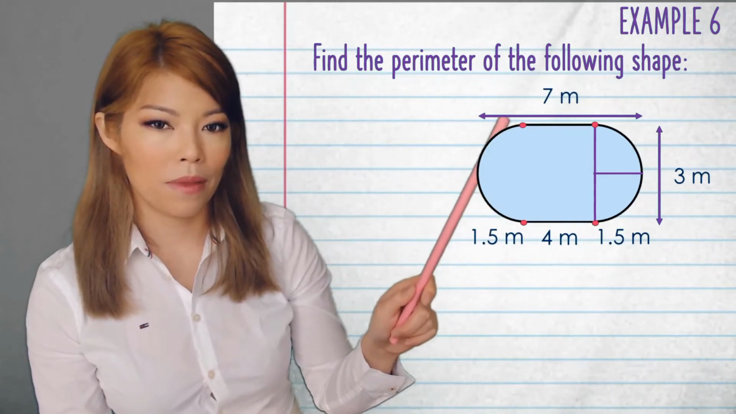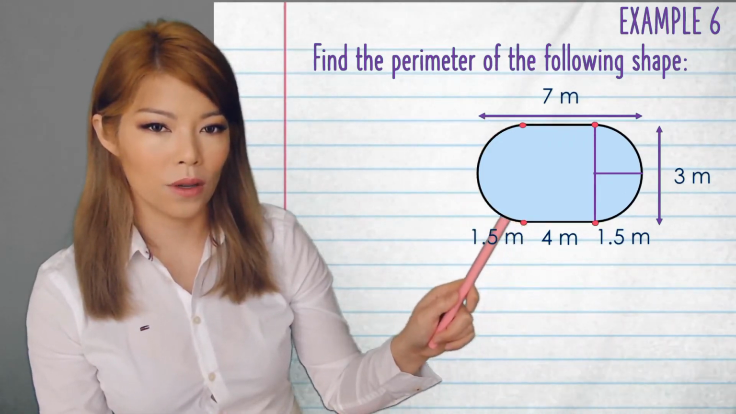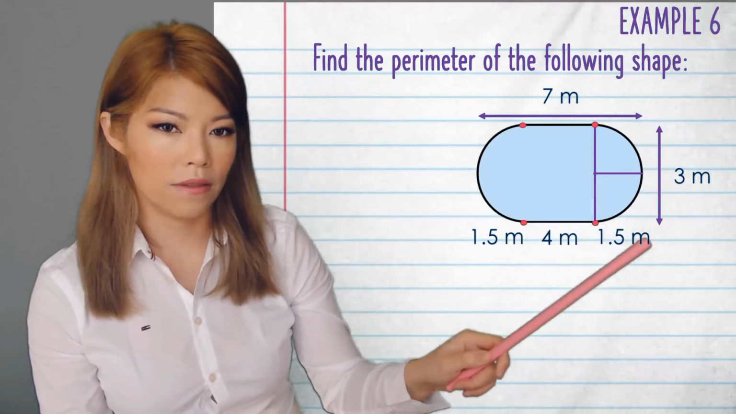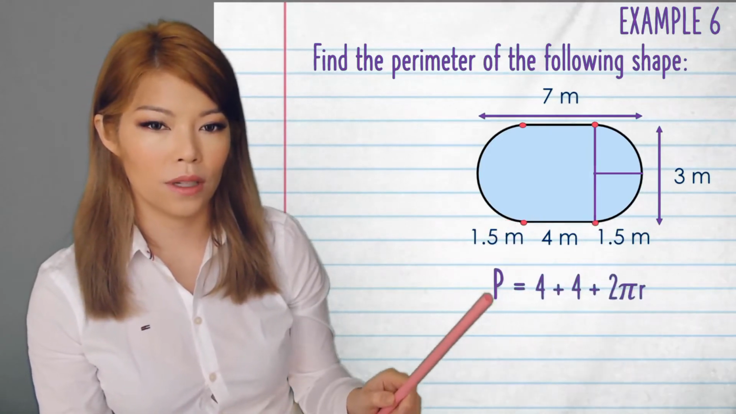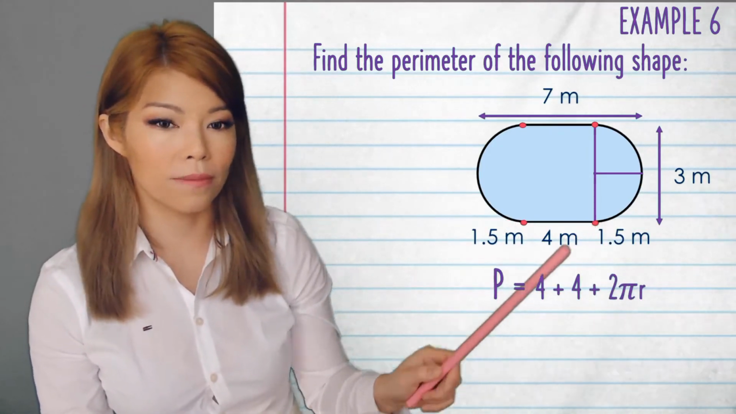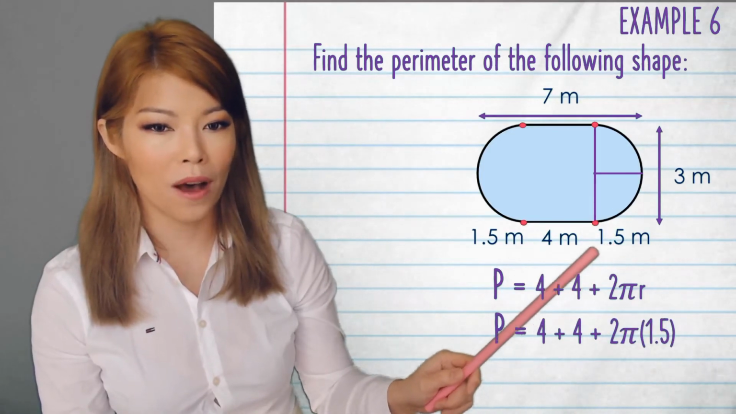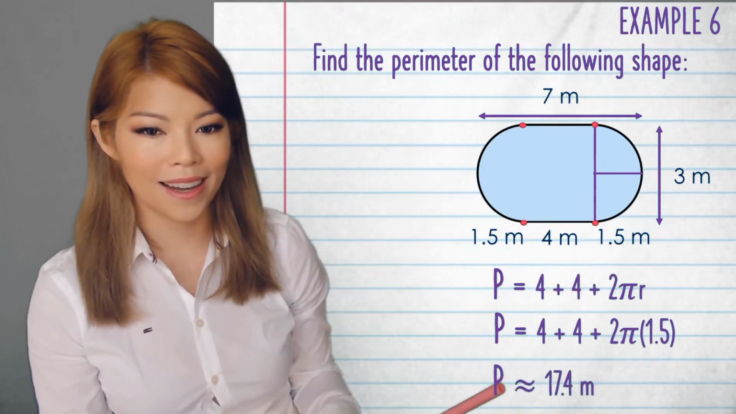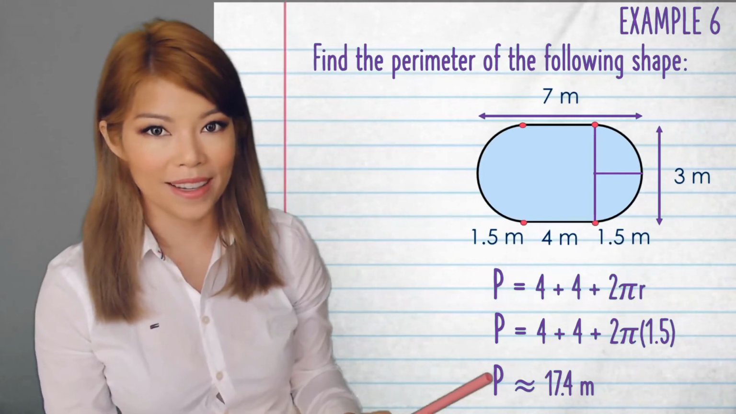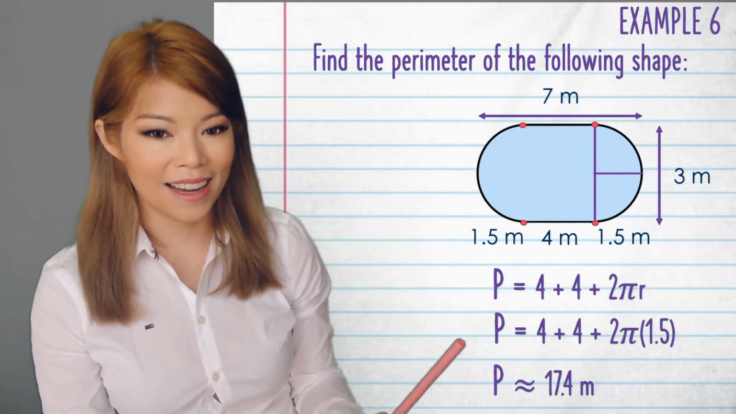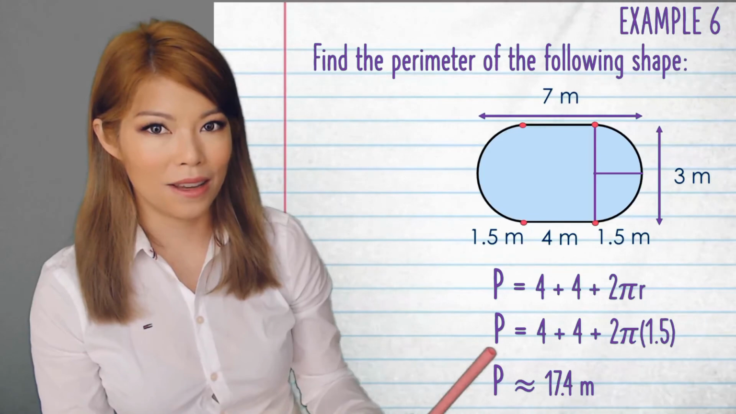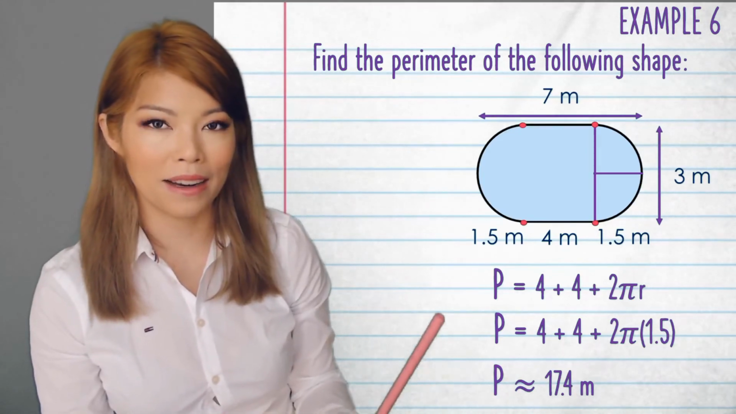So now we know up there, that distance there is 4 as well. So we have 2 4s and we have 2 half circles. So in other words, 4 plus 4 and a full circle, where the radius is 1.5. So plug that into the calculator and you get 17.4 meters. Make sure you use the calculator and try it out so that you know you can put the values in correctly and the correct number of brackets.